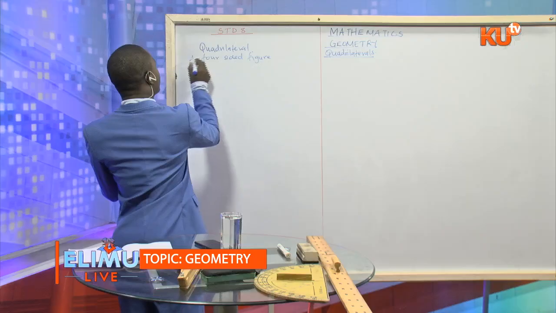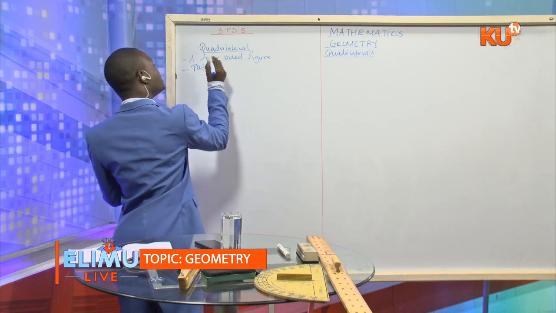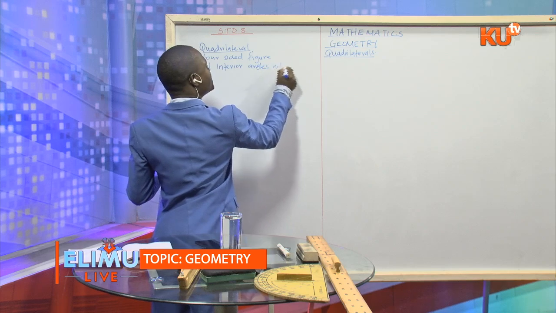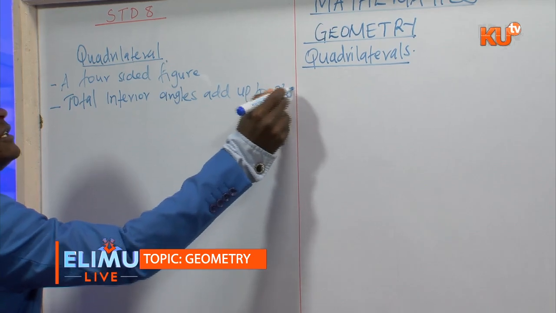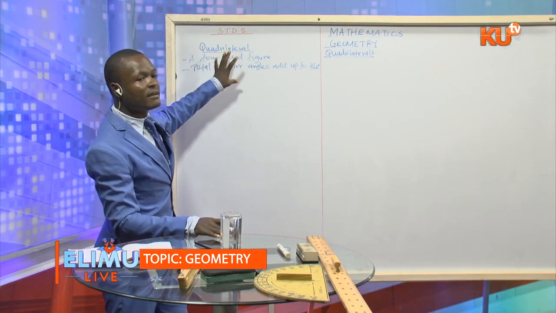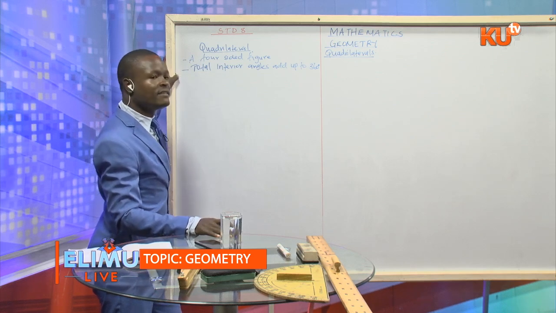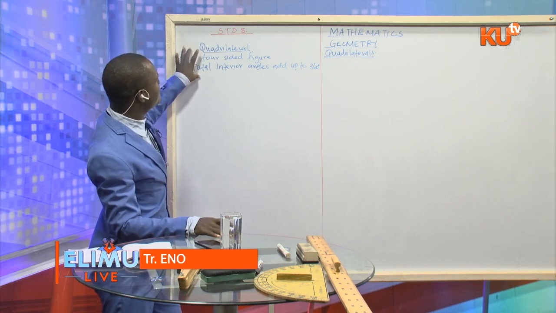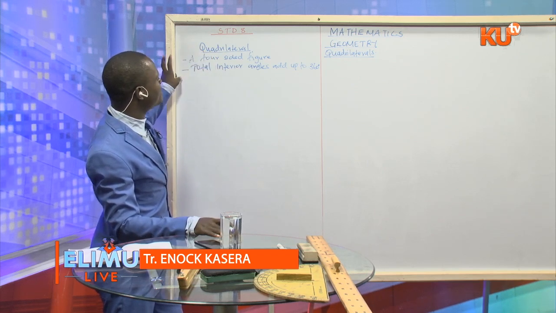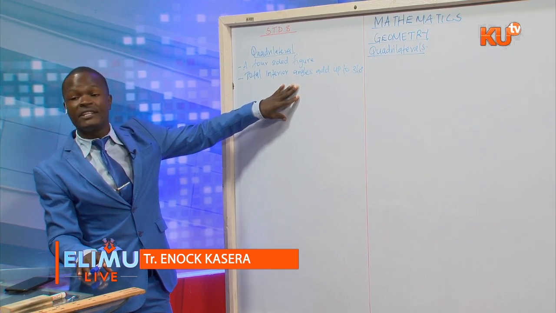Now, the other unique thing about a quadrilateral is that the total interior angles add up to 360 degrees. This is very important, learners, because sometimes you are asked which of the following is true about a quadrilateral. The two properties I've given are the ones that the quadrilaterals I'm going to discuss share. All those figures must have four sides, and at the same time the total interior angles must add up to 360 degrees.